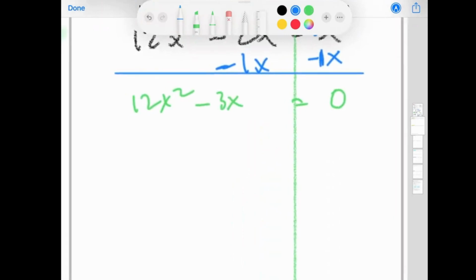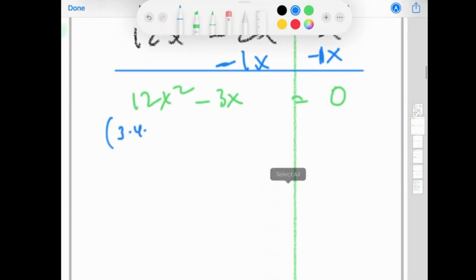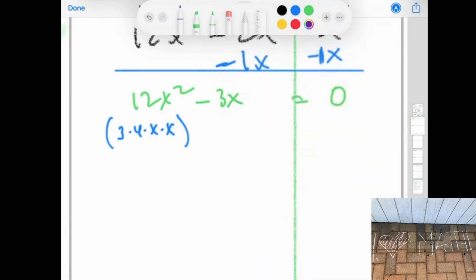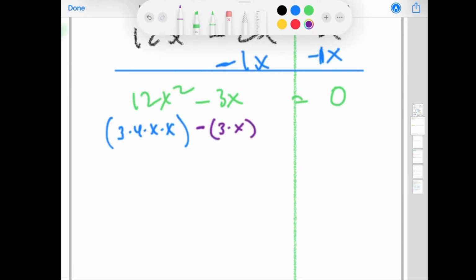Okay. In blue, this is 3 times 4 times x. These are called the prime factorization of 12x squared. And over here in purple, negative 3x is going to be, you can leave the negative sign or do a plus negative 1, but I'm just going to do 3 times x. Those equal signs should not be there, they already have an equal to 0.